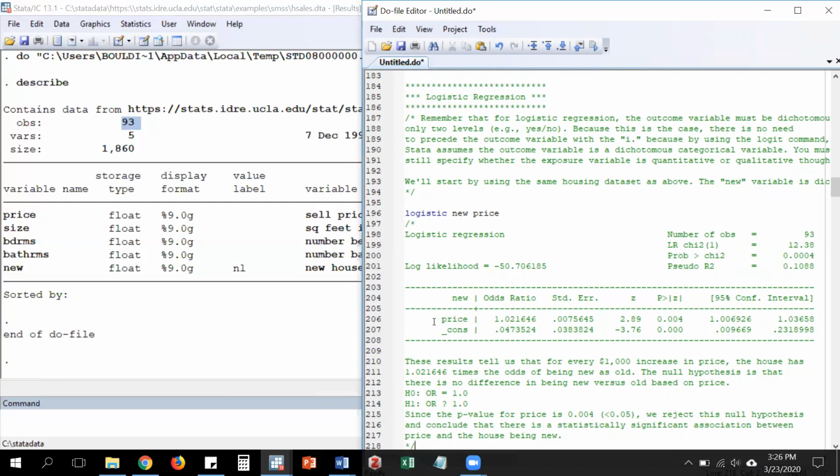Because if you remember when we were talking about what a logistic regression model is, it's modeling the probability of success, the odds of the probability of success. And success is a value of 1, so of the outcome happening.